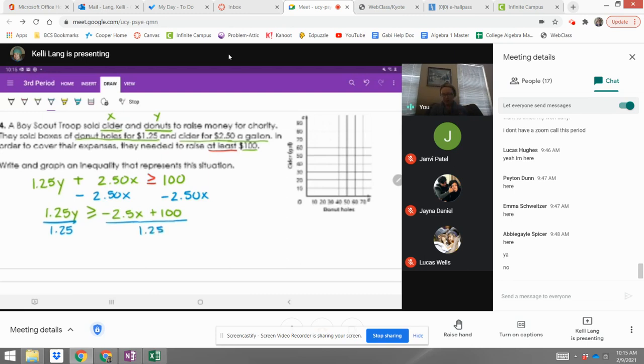And now, this might be a job for a calculator. I'm feeling a little lazy here, so I'm going to pull a calculator out, and we're going to plug in negative 2.5 divided by 1.25, which gives us... Oh my goodness, guys. I didn't look at the graph until just now. They have it set up so that cider is y and donuts are x.